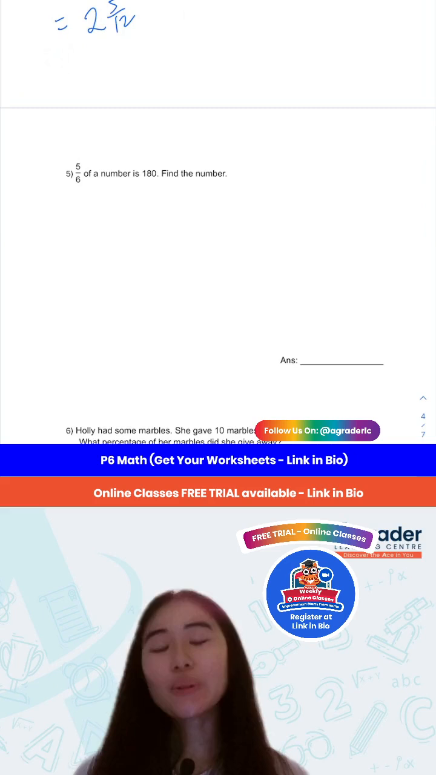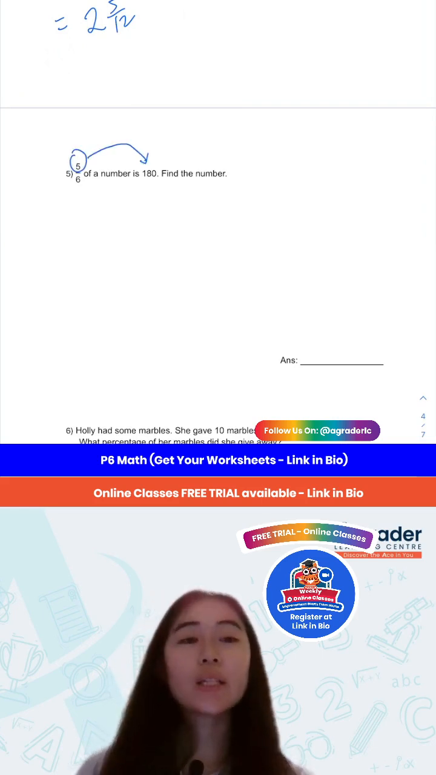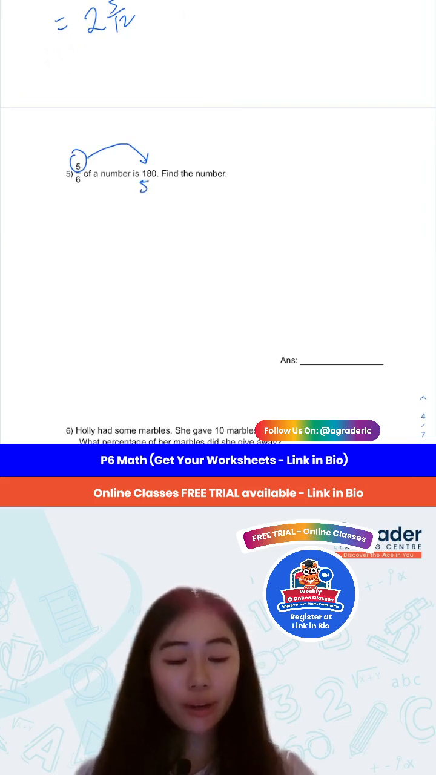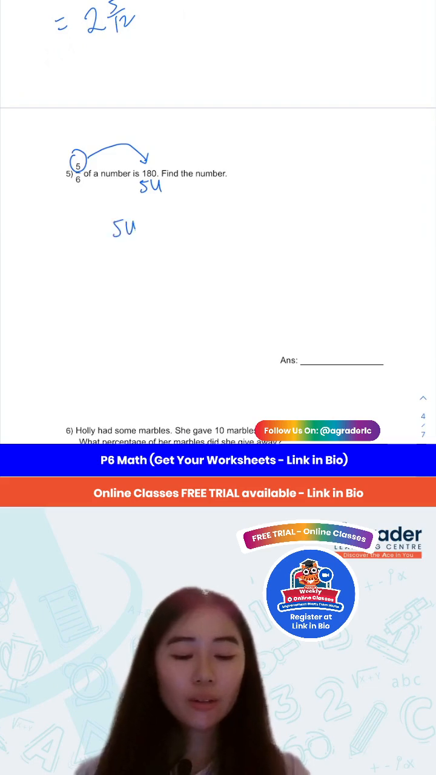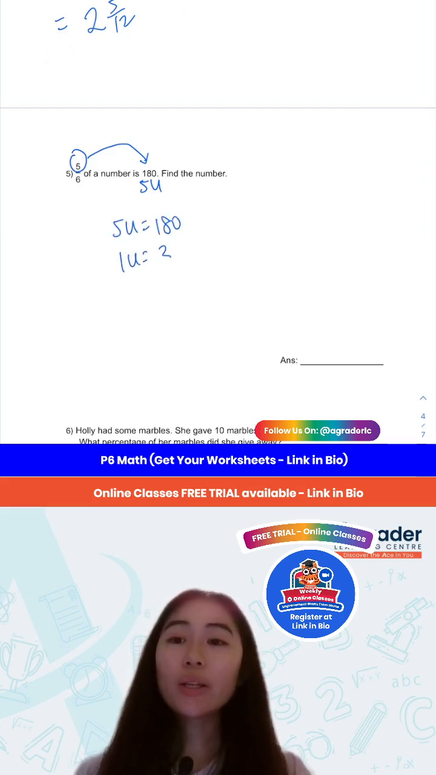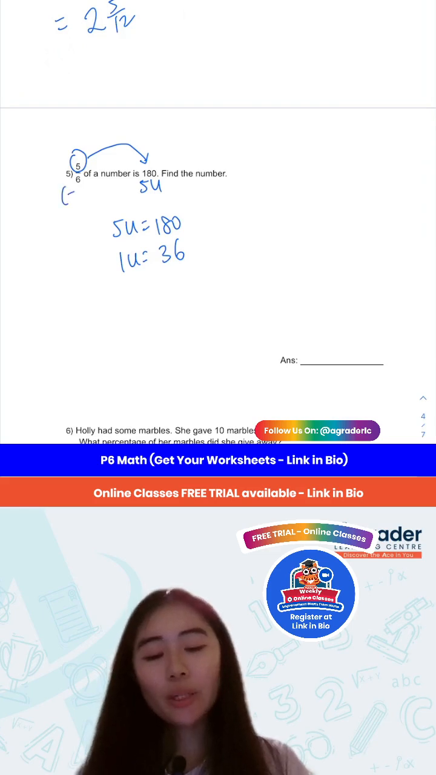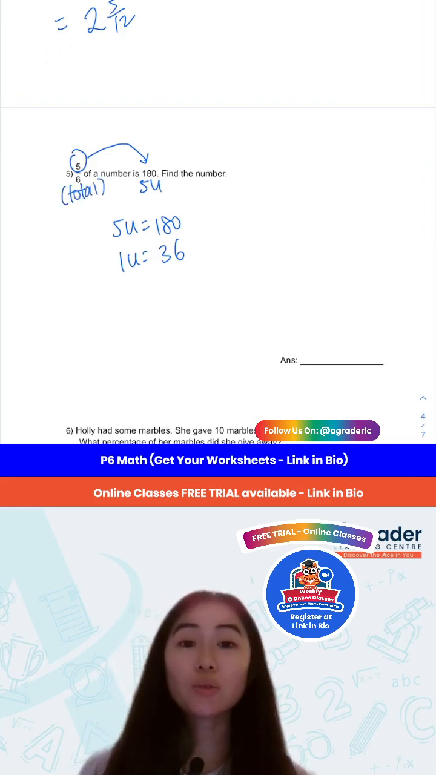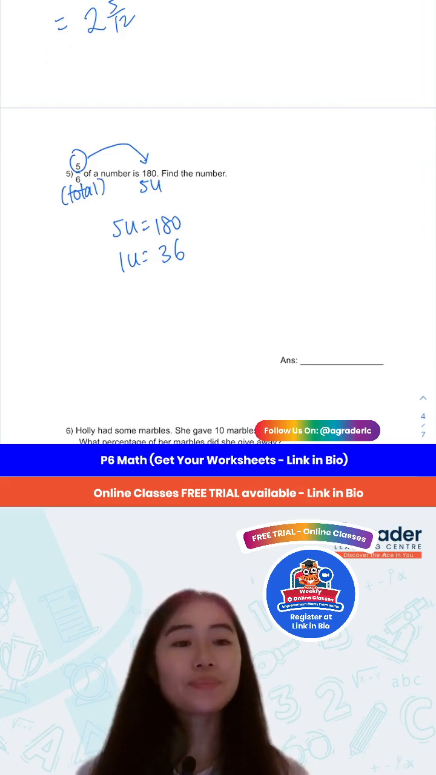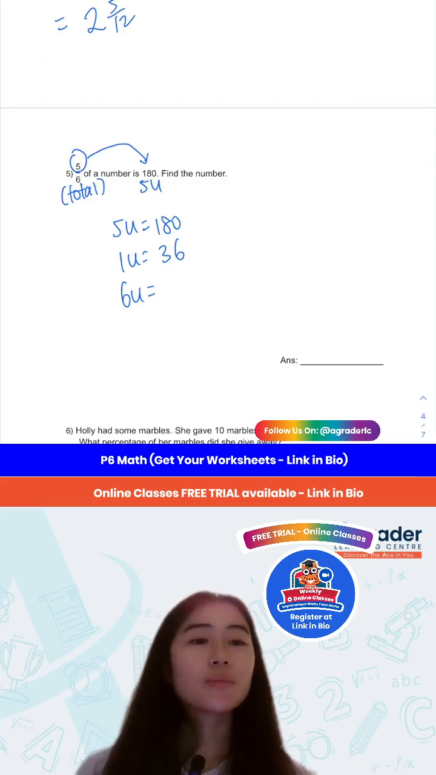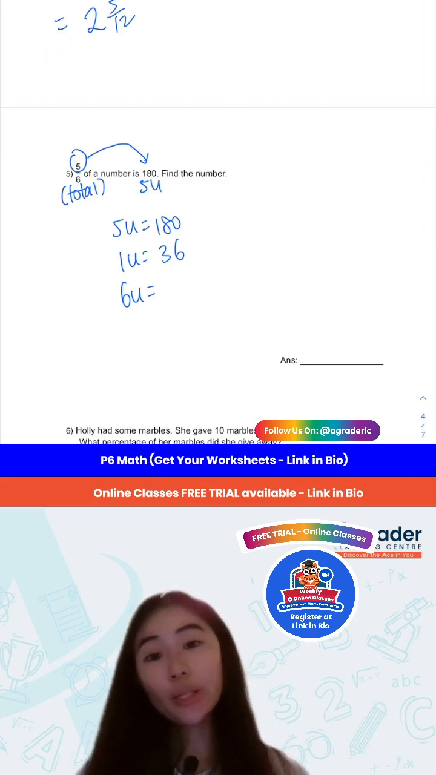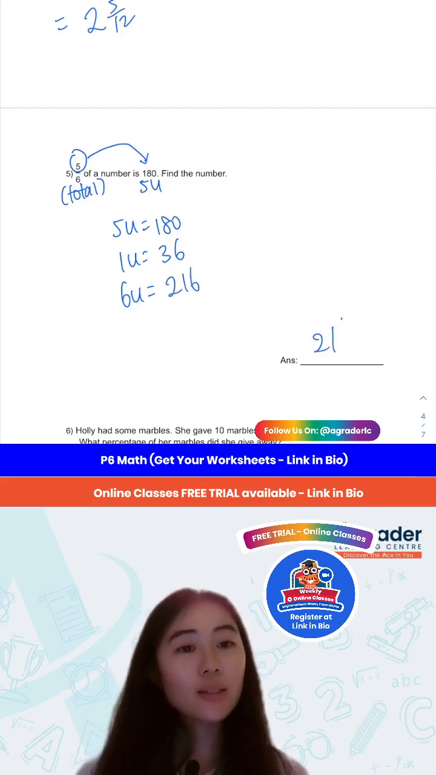Okay, anyway, let's continue with this first. I think I saw a lot of correct answers. So this one, 5 over 6 of a number is 180. You are supposed to find the number. So this 5, you can point it at 180. This means that 5 units is equals to 180. So if you find 1 unit, that is 36. And this number is actually the denominator, because your denominator is the total. So we will find 6 units. You just need to times 6 and then you should get 216 as the answer.